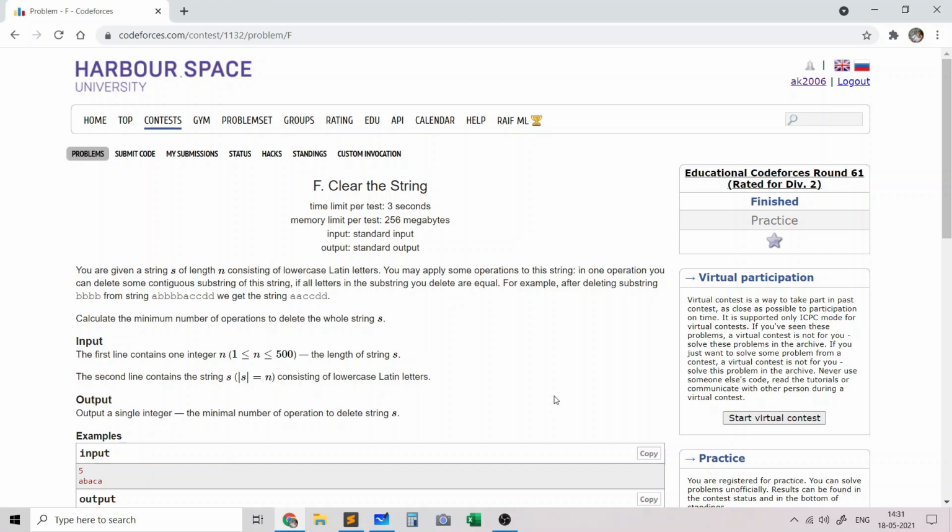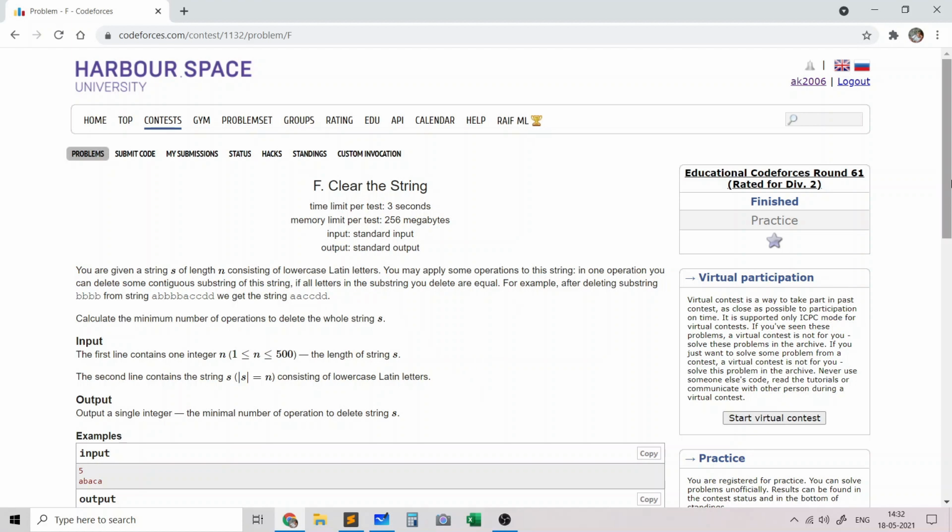We are given a string S of length n consisting of lowercase Latin letters, and we need to find the minimum number of operations to delete the whole string S. Each operation which we can perform is to delete some contiguous substring of this string if all letters in the substring which we delete are equal.